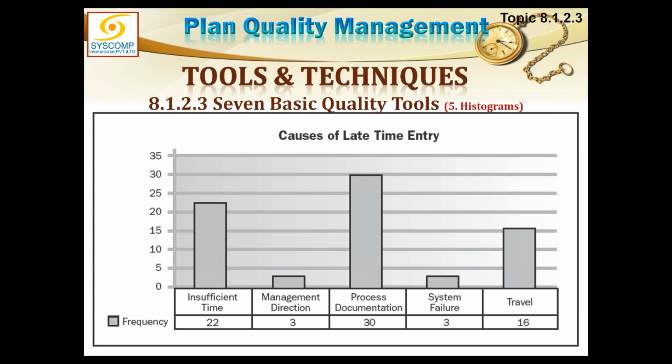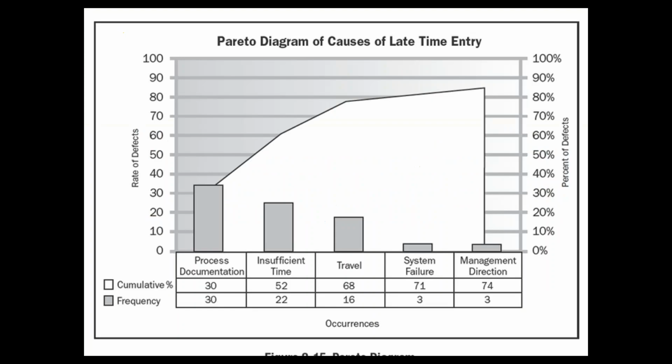But this is not all. The next tool is a fabrication of this thing, and that is called the Pareto diagram. In a Pareto diagram, we sort these categories into a sorted list where the highest number of defects come first, then second highest, then third highest. So process documentation was the biggest problem. That was 30 items, so I put it first, then 22, then 16, then 3, then 3.